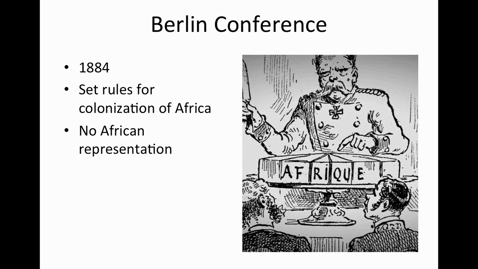So in 1884, the European nations met in Berlin, Germany, to set rules for colonization. This was a seminal, significant moment, basically the final nail in the coffin for Africa, where this land grab was now almost legalized or justified. And unfortunately, the African nations had no representation, no voice at this conference. So this is more of a turning point moment.